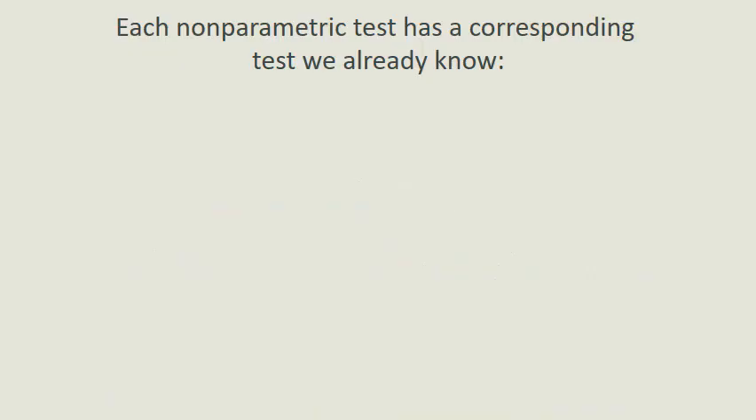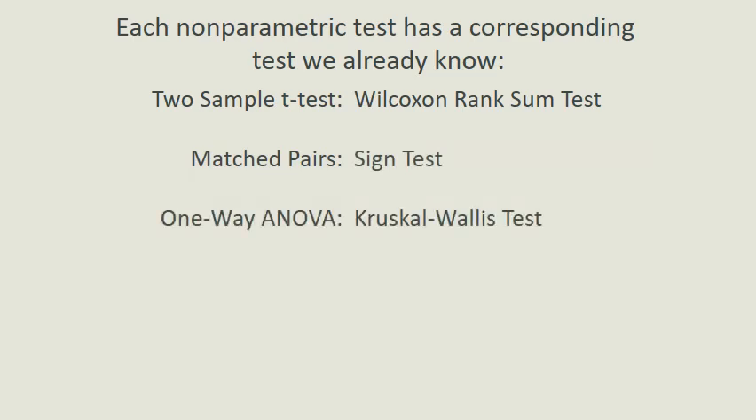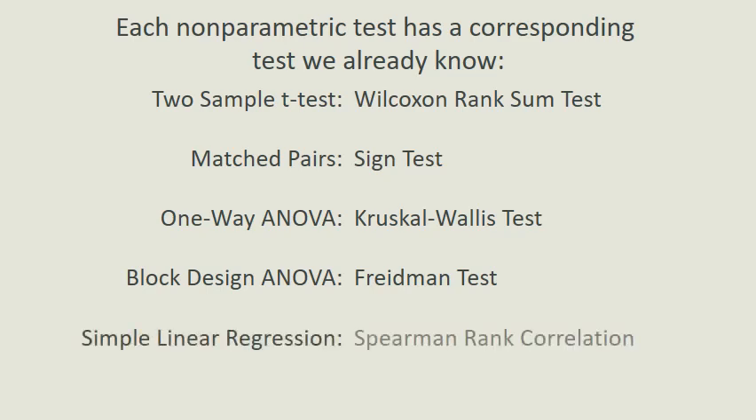As I said, there are several non-parametric equivalents to things that we already know, and these are the names that you need to know. The non-parametric version of the 2-sample t-test is called the Wilcoxon rank sum test. The non-parametric version of the matched pairs is called the sign test. The non-parametric version of one-way ANOVA is called the Kruskal-Wallis test. The non-parametric version of block design ANOVA is the Friedman test. And there is a non-parametric version of correlation called Spearman rank correlation.